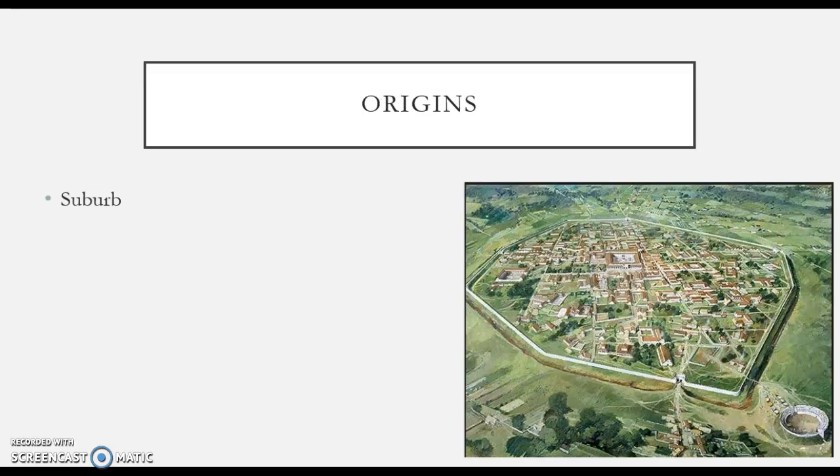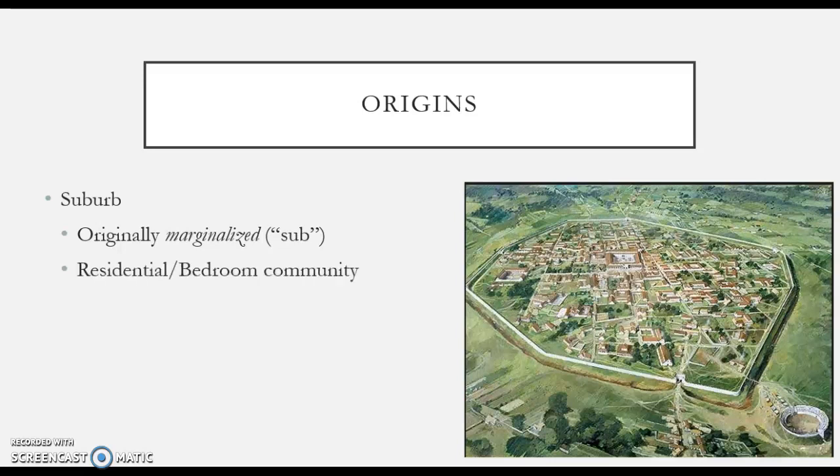When we take a historic look at suburbs, the literal translation means under the city. And historically, our suburbs were marginalized areas, people that didn't benefit from what a city had to offer, didn't benefit from the economic opportunities, from the infrastructure, from the schools, from the police and fire protection. So the suburbs historically were not places that were deemed as ideal. Suburbs have long been a place where work and living is separated. So we have that residential or bedroom community, meaning we have a clear separation of work and living space.